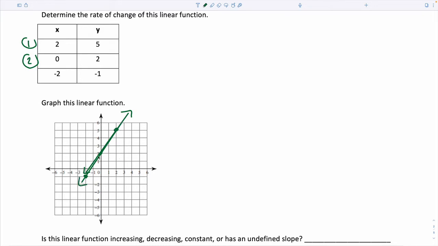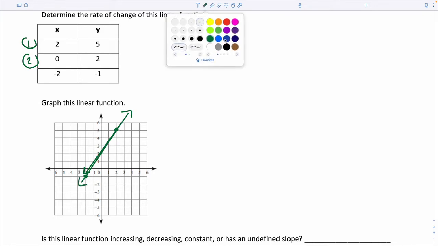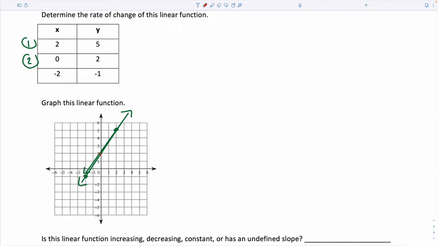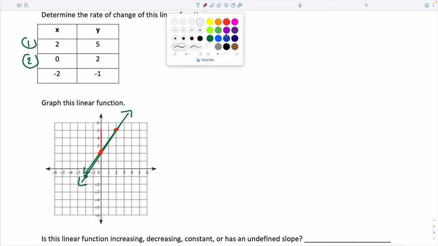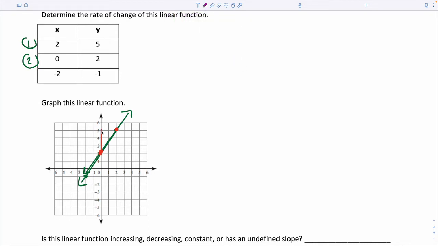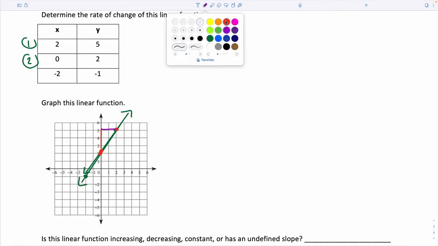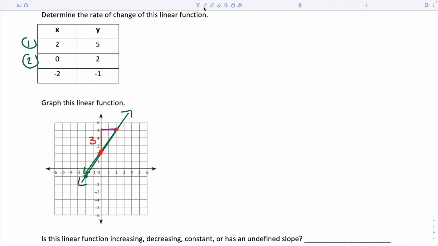Okay, find the slope, turn and talk with your partner once you get it. Go. 2, 5, and 0, 2. Up 3. What's our slope going to be, Tennyson? A rise of 3 and a run of 2 would work. So 3 over 2 is how I'm going to put it.